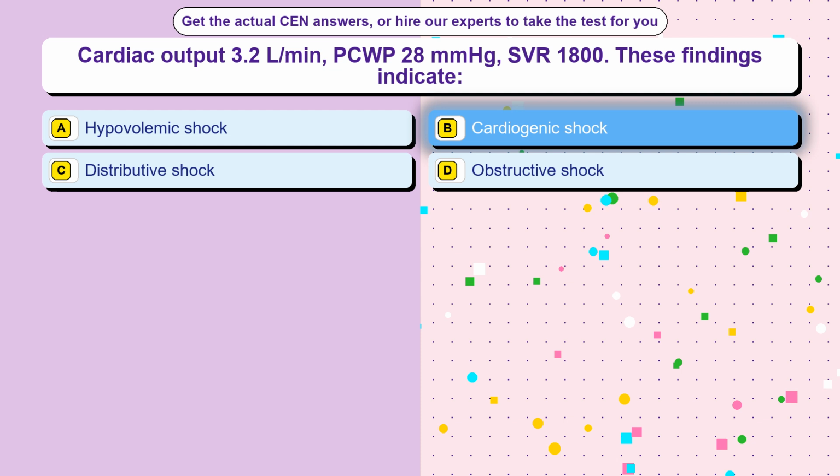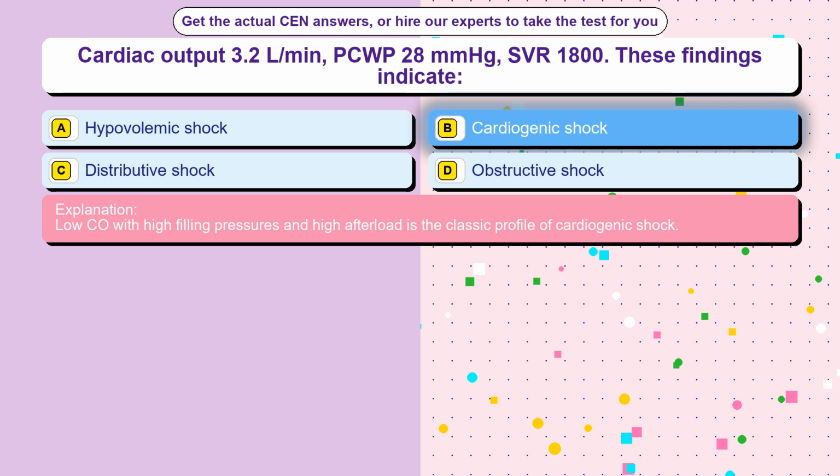The correct answer is option B. Cardiogenic shock. Low CO with high filling pressures and high afterload is the classic profile of cardiogenic shock.